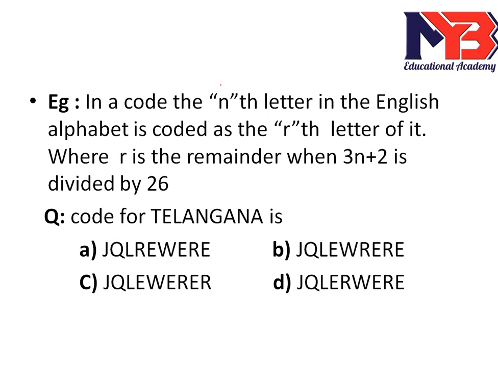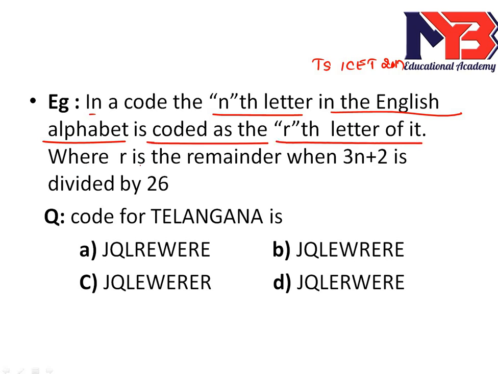So if you look at the first question, just for an example, I have taken this question which is given in the 2017 TSICET. If you observe the question here, they have given some instruction. In a code, the nth letter in the English alphabet is coded as the rth letter of it, if R indicates the remainder of 3n plus 2 when divided by 26. This was the given data.